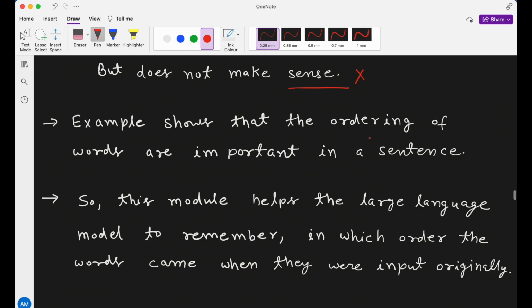So through this example we can say that the ordering of words is very important in a sentence. The responsibility of the positional encoding module is that it helps the large language model remember the ordering of words in which they came when we provided them as the input. So when we have given the input text to the model, it remembers the ordering of the words which are present in those sentences.